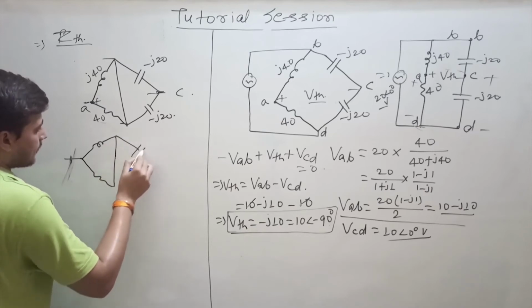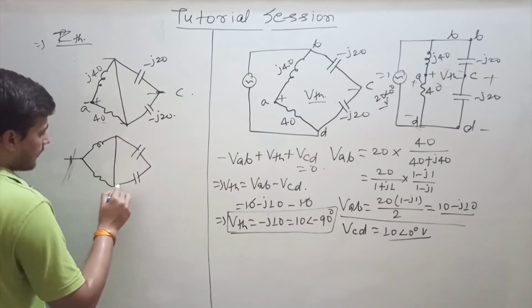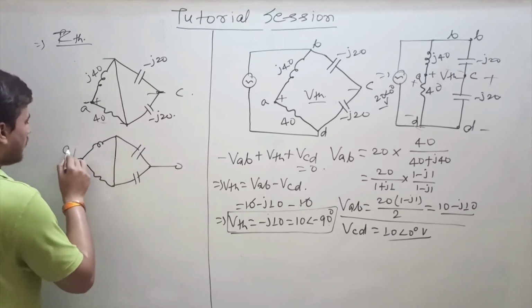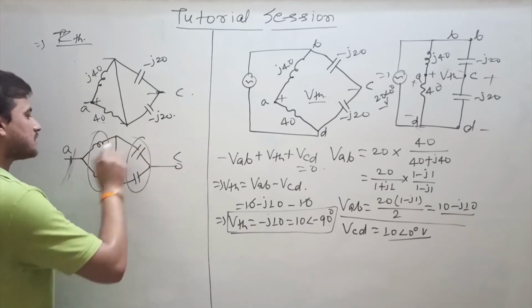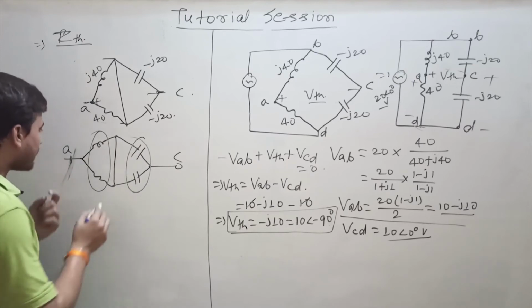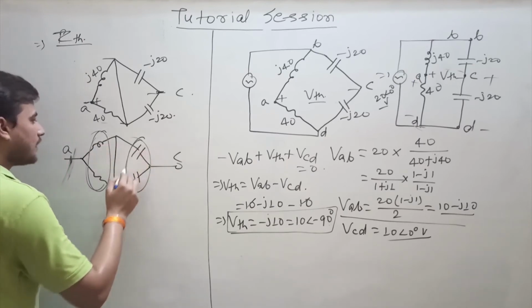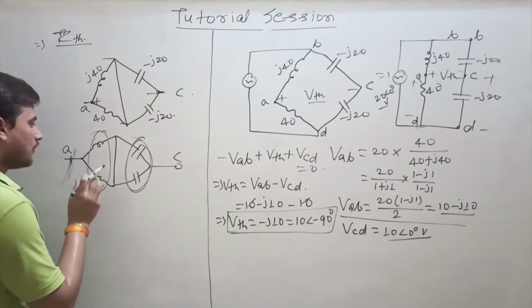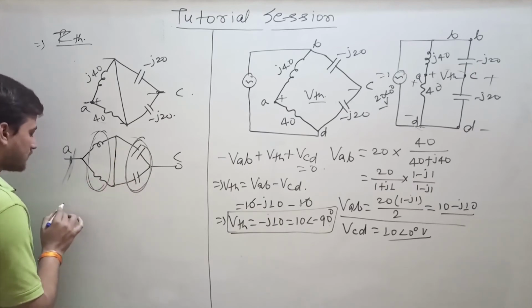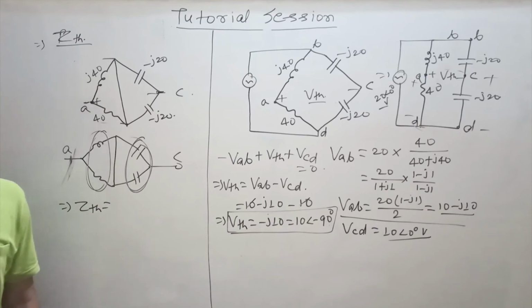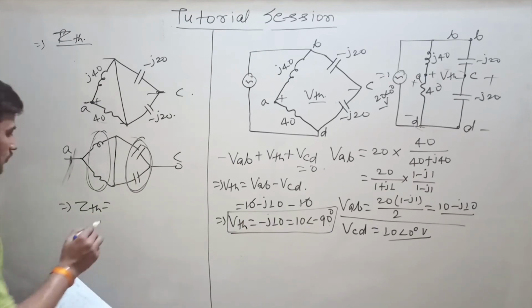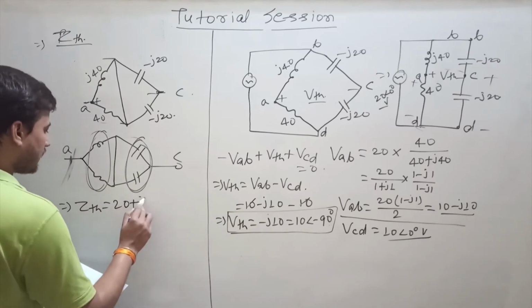Clear? AC. Now you see these two branches are in parallel. Let us find the equivalent of this branch. Finally, you will add these two resistances and you will get ZTH. So from here, the value of ZTH is equal to 20 plus J10 ohm.